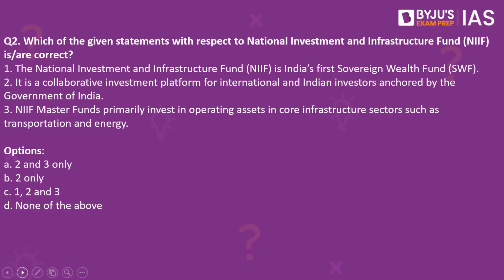Which of the given statements with respect to National Investment and Infrastructure Fund is or are correct? Number 1, the National Investment and Infrastructure Fund is India's first sovereign wealth fund. Number 2, it is a collaborative investment platform for international and Indian investors anchored by the Government of India. Number 3, NIIF master funds primarily invest in operating assets in core infrastructure sectors such as transport and energy.